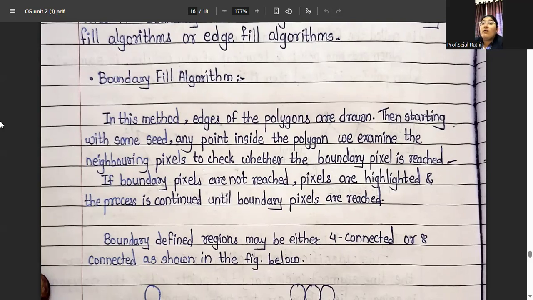And if the boundary pixels are not reached, then the pixels are highlighted, and the process is continued until the boundary pixel is reached.